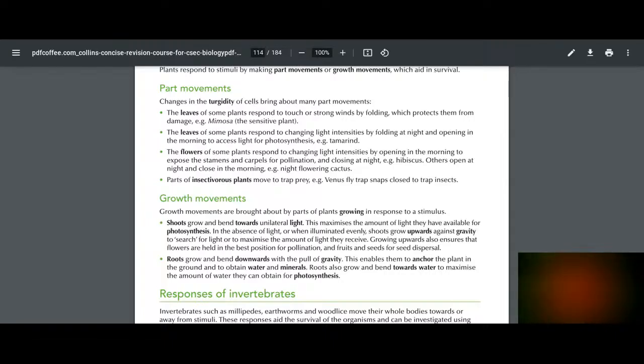What's the function of a shoot? Basically, the shoot maximizes the amount of light available for photosynthesis. When the shoots grow upwards, it helps the flowers remain in the best position for pollination. And when the roots grow downwards, it allows the roots to maximize the amount of water they can obtain for photosynthesis.